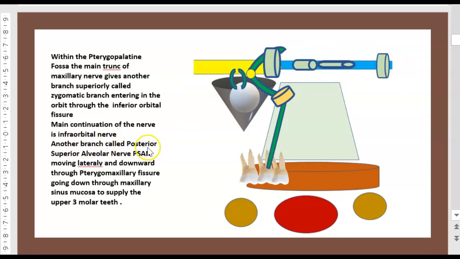Another branch is called the posterior superior alveolar nerve. The posterior superior alveolar nerve moves laterally and downward through the pterygomaxillary fissure. It's going downward through the maxillary sinus mucosa to supply the upper molar teeth.